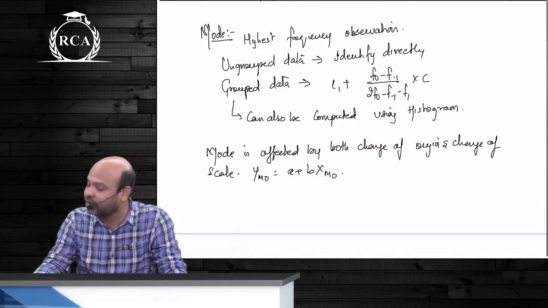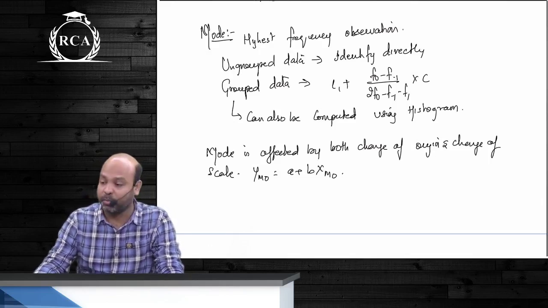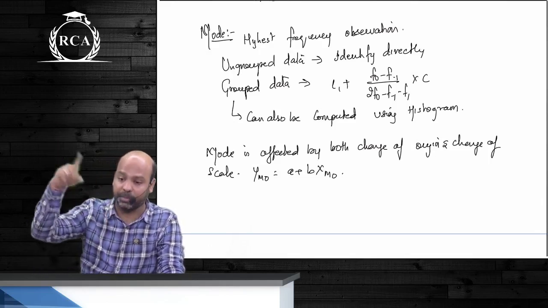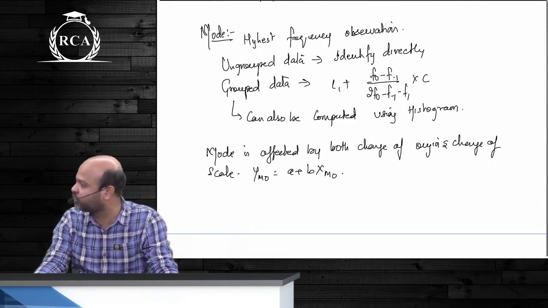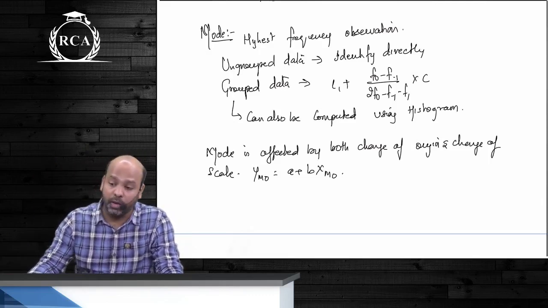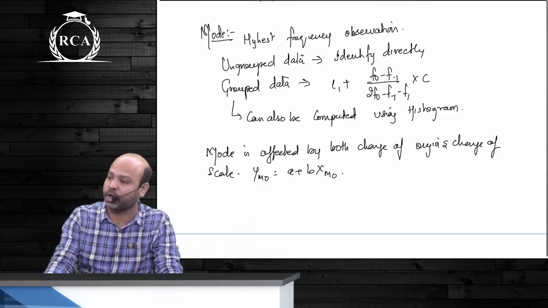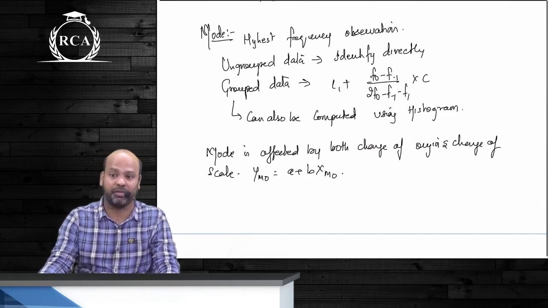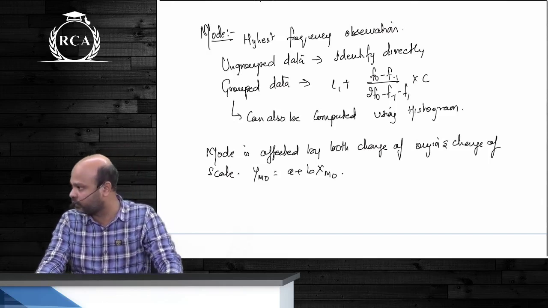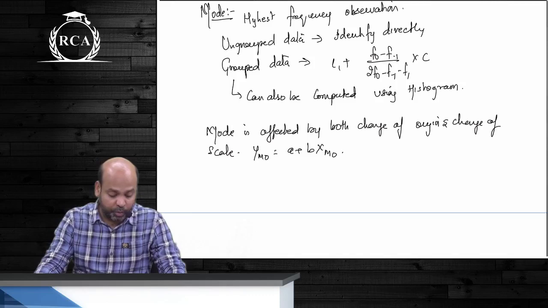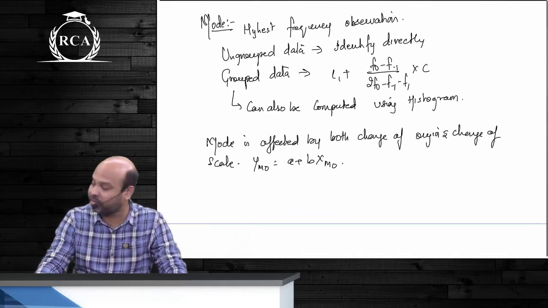Yes or no? That is why, beta, to compute mode, the histogram logic applies here because the concentration of values is bell-shaped. You will write L1 plus F0 minus F minus 1, divided by 2F0 minus F minus 1 minus F1, into C, which is the length of the class interval. Are we clear? As far as properties of mode are concerned, guys, there is nothing much.